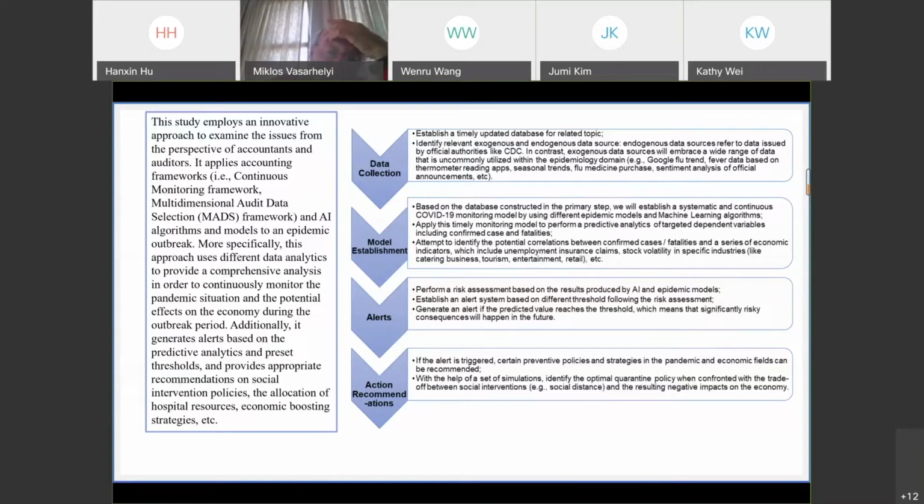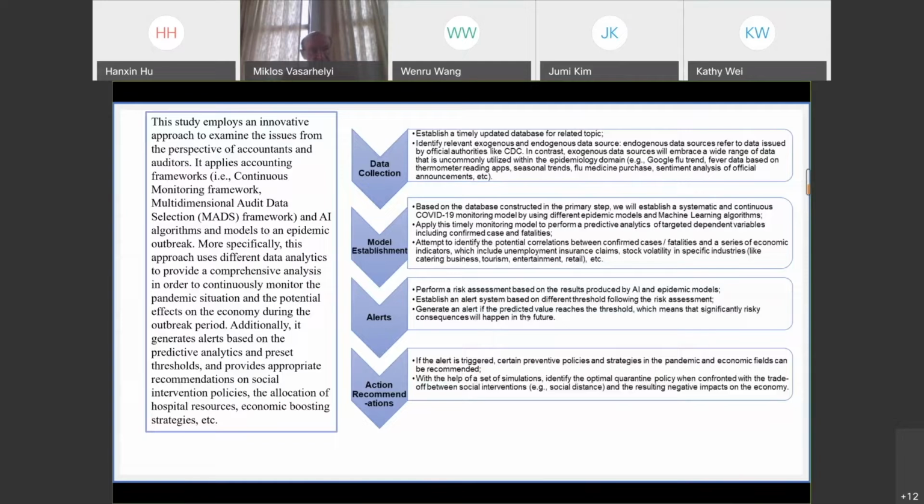Okay, now we have established the model. Then we'll try to follow the framework of continuous monitoring system, and we'll perform a risk assessment based on the results produced by AI and epidemic models. We'll try to establish an alert system based on different thresholds following the risk assessment. What's the point? The point is that the alert will be generated if the predicted value reaches the threshold, which means that significantly risky consequence will happen in the future.